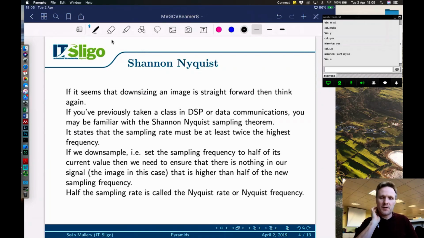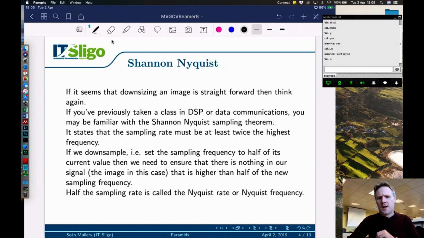the Shannon-Nyquist sampling theorem. So this is Claude Shannon and Harry Nyquist, and Claude Shannon in particular was very prolific in computing and in signal processing back in the 1940s and 1950s. So this theorem states that the sampling rate must be at least twice the highest frequency. Now, strictly speaking, it goes a little bit more. It's to do with bandwidth, but that'll do for our simplistic explanation of it here.